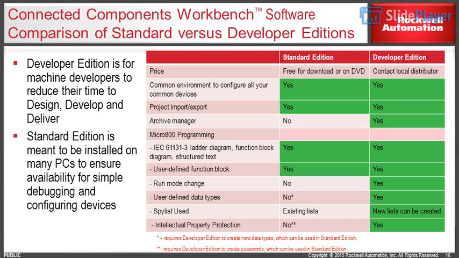Intellectual property protection: no. Developer Edition is for machine developers to reduce their time to design, develop, and deliver. Standard Edition is meant to be installed on many PCs to ensure availability for simple debugging and configuring devices. It requires Developer Edition to create new data types, which can be used in Standard Edition. It requires Developer Edition to create passwords, which can be used in Standard Edition.